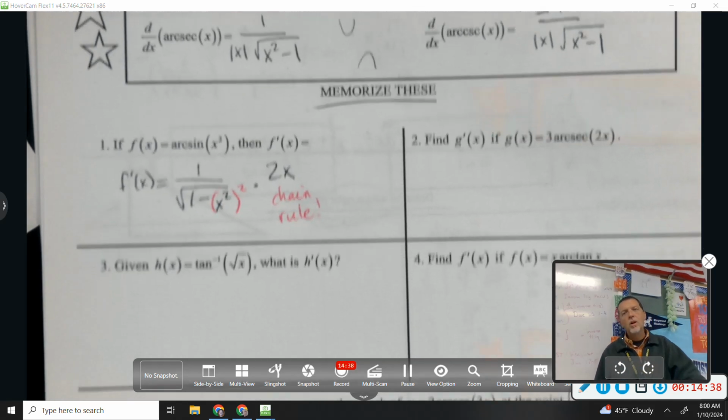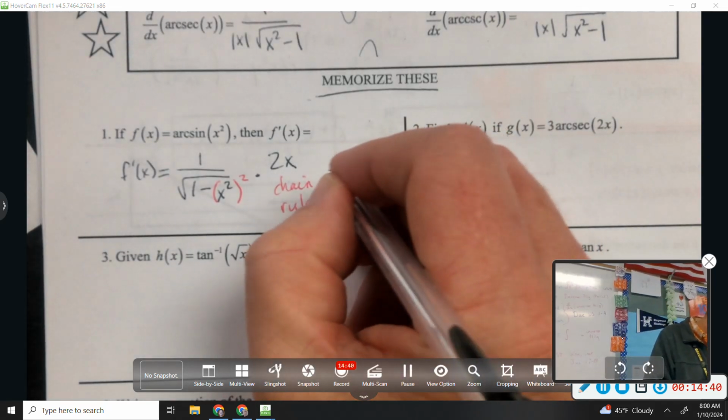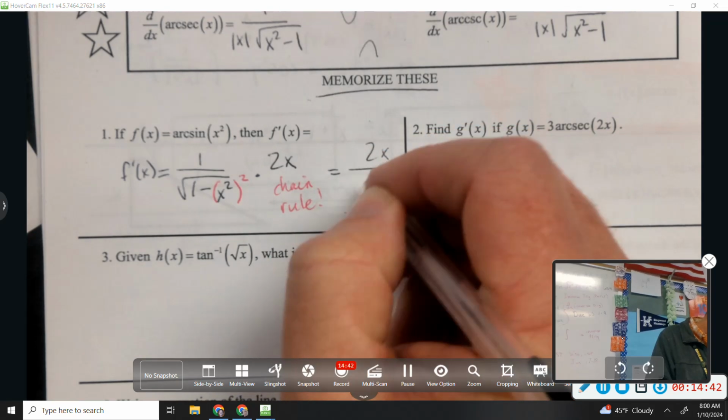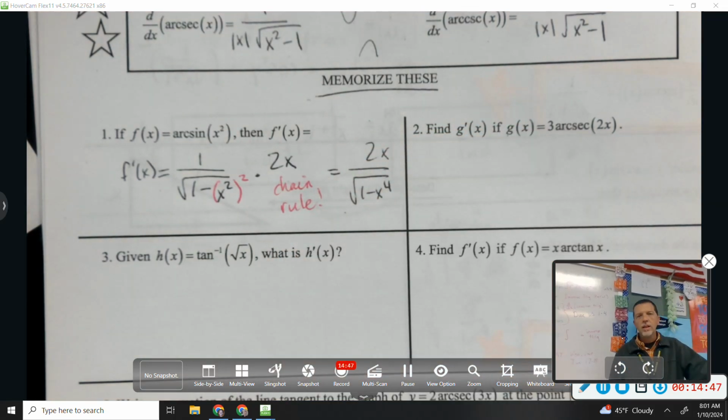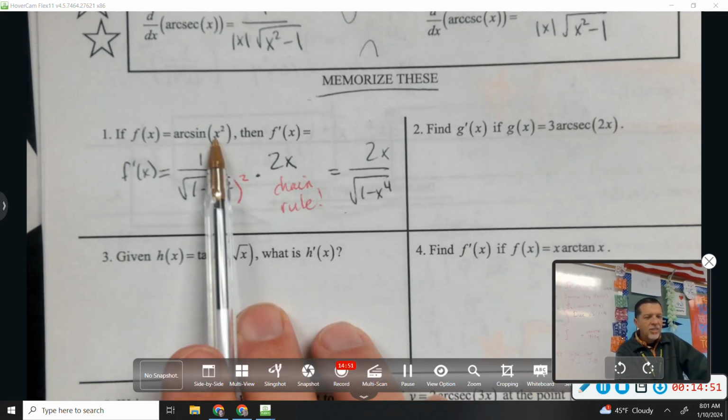So always and forever the chain rule. So 2x over the square root of 1 minus x to the fourth, because our argument wasn't x, our argument was x squared.